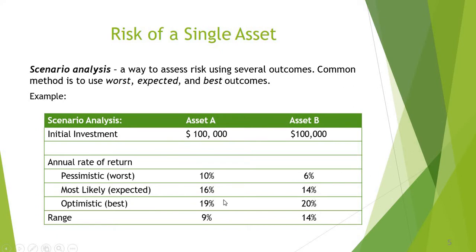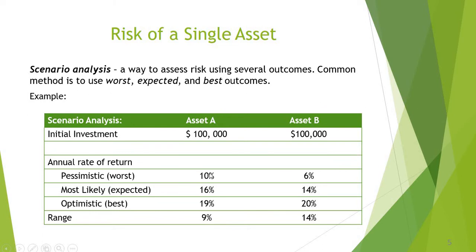In most likely condition, asset A will give you 16% return, and asset B will provide you 14% rate of return. And finally, if everything is favorable, if the condition is at its best, then you will receive 19% from asset A and 20% from asset B.